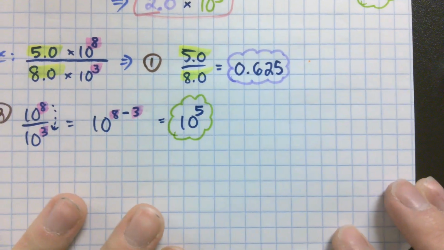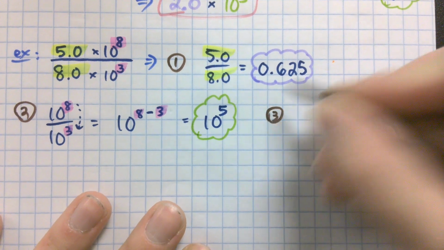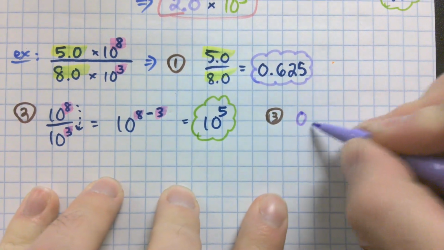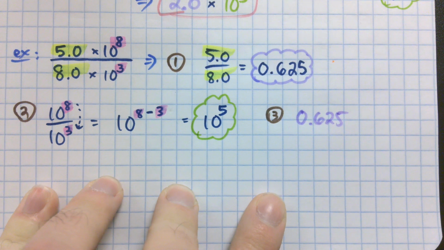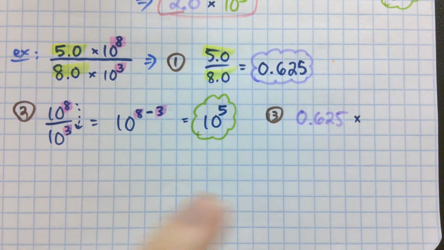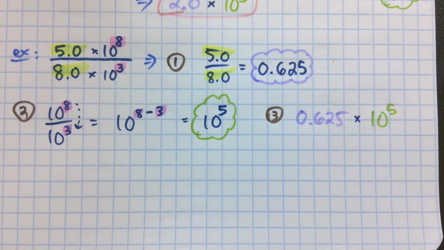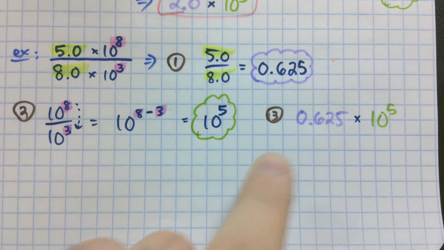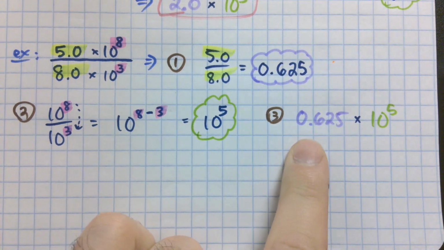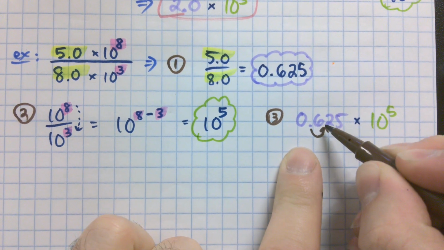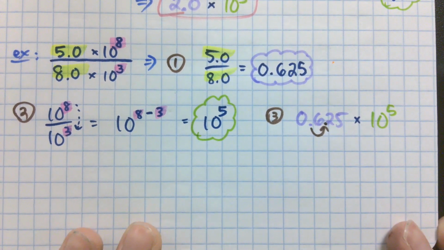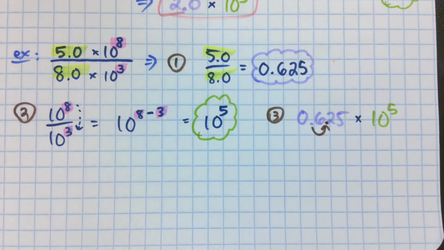Because when we put these together in step 3, we'd have 0.625 times 10 to the 5th, which doesn't look right. Good, your intuition is correct. So our leading number, we already established, is not between 1 and 10. It's too small. So how many times are we going to have to move this decimal over? Once. One space over gives us 6.25.